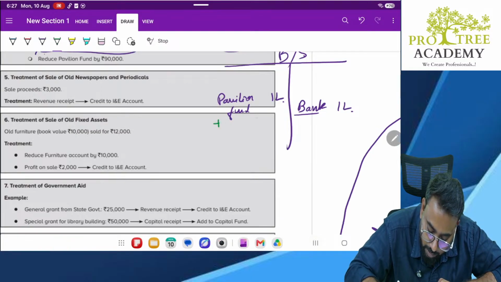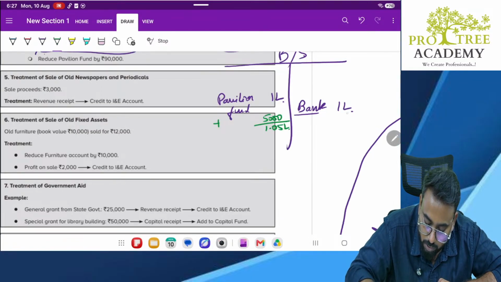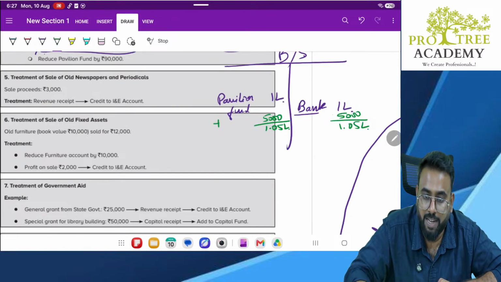So next year you have received 5,000 as income. So total 1.05 lakhs. Here also it becomes 1.05 lakhs. Why sir, here you are adding 5,000? Interest will come to bank account only, no?